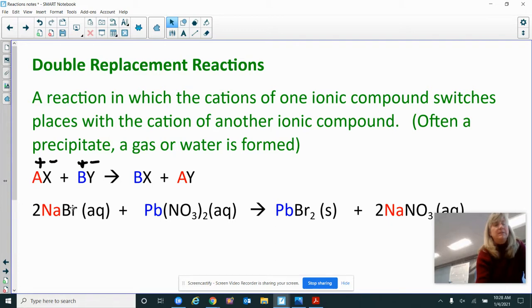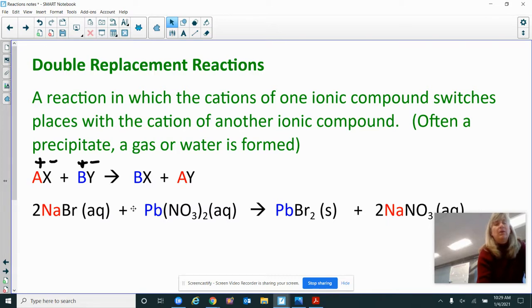Okay, so in this example, we have sodium bromide, which is mixed with lead 2 nitrate, and the sodium and the lead switch places. Now, when you switch places, you have to make sure that you balance the charges in the new compound. There was only one bromine here, but when lead combined with bromine, we needed 2 because lead is +2 in this compound.